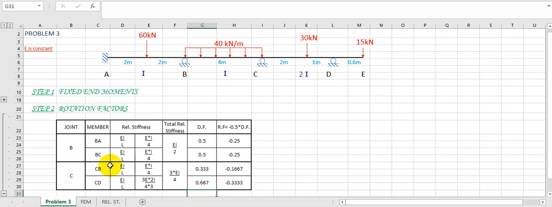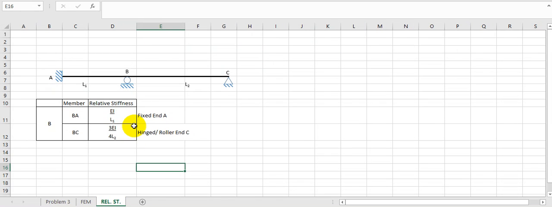Alright. And relative stiffness, this is my third column, and the relative stiffness is basically the same thing that we have used in the moment distribution method, but if you are not well versed with this concept, I'll just explain to you in short how we get the formulas.